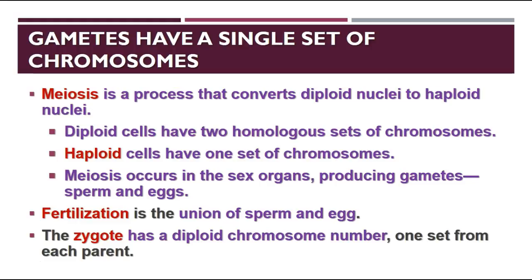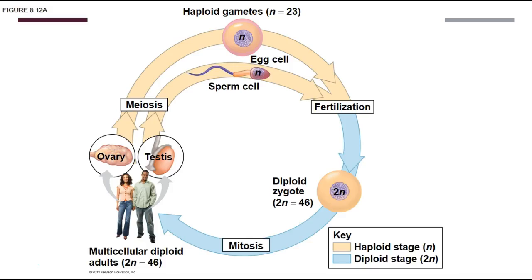This is a specialized type of cell division that only occurs in your sex organs, producing gametes, the sperm and the egg cells. When we unite the sperm and egg cell together in fertilization, we produce a zygote that has the diploid chromosome number and therefore one set from each parent. So that's how you got one of your pairs of chromosomes from each parent to begin with, by means of fertilization.